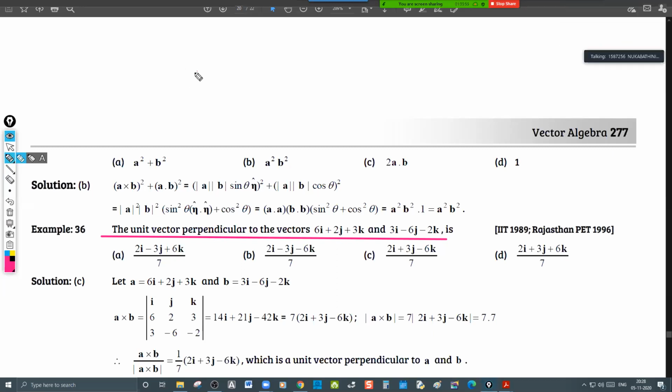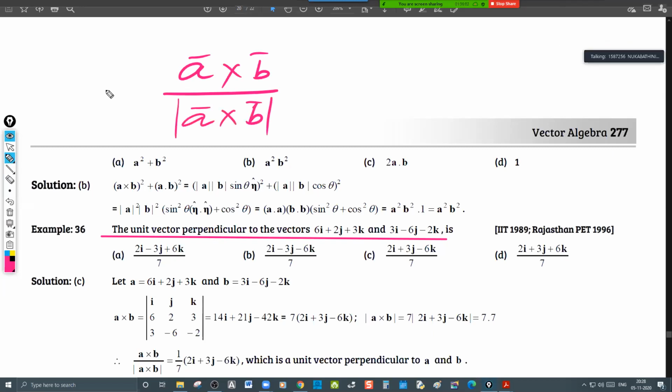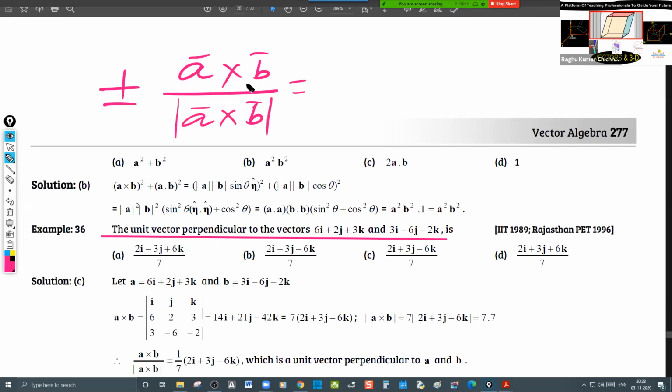A cross B, that's it. Then, to make it a unit vector, substitute in the formula, A cross B by mod A into mod B? No, you need not, because the cross product, you know, it is a determinant, no?